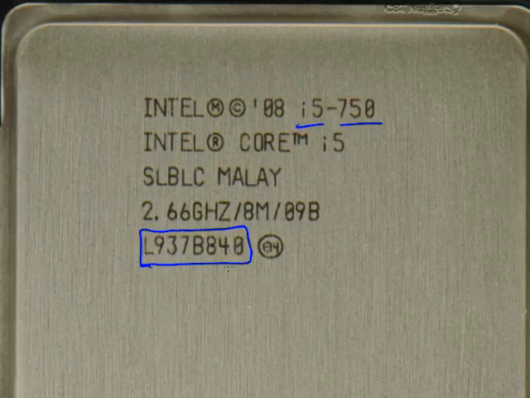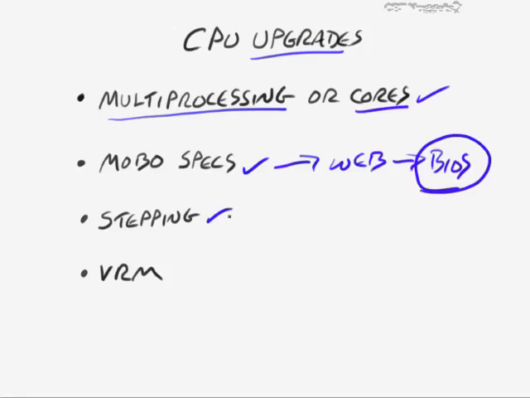So if that's the case, I need to make sure that the stepping that's printed on there, or that I can identify, is going to be exactly the same on the upgrade, or if it's going to be a multi-processing solution, that both processors that I've installed are the exact same stepping. And also, and again, this is possibly more of a server issue, but also check for voltage regulator modules. You probably will have to buy one of those from the manufacturer of the motherboard in order to get that.